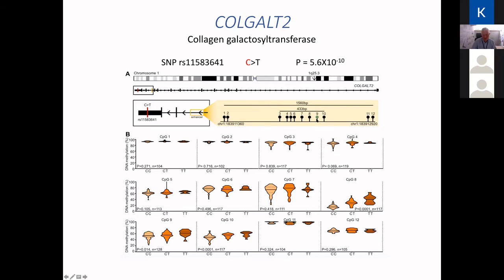And what we did is we correlated methylation in CpGs flanking this CpG 9 to assess how wide this methylation quantitative trait locus was. And this is the data here. Each of these shows data for patients that are homozygote CC for the risk allele, heterozygote, and then homozygote TT for the non-risk allele.